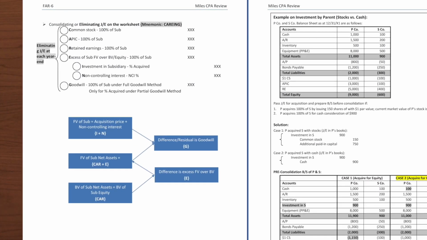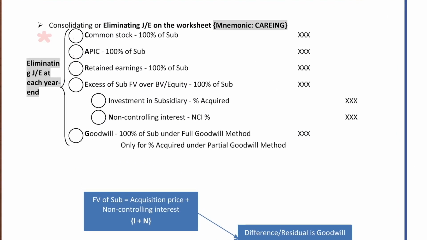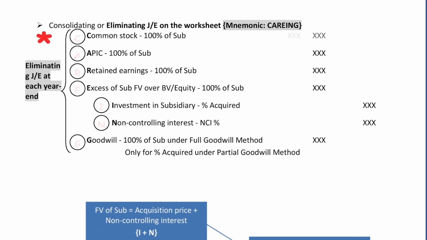Move on to page 6 where you have the eliminating journal entry, CAREING. So put a star there and fill in the bubbles. CAREING. So CAR, that's the sub's equity. E, that's the excess fair value over book value. I is the investment in subsidiary. N stands for non-controlling interest if less than 100% is acquired by the parent. G is the residual goodwill.